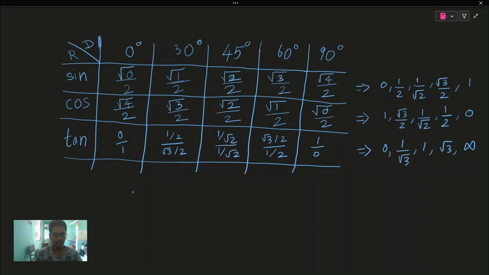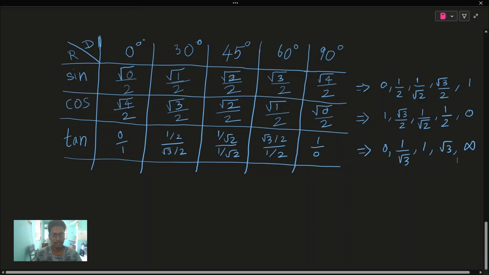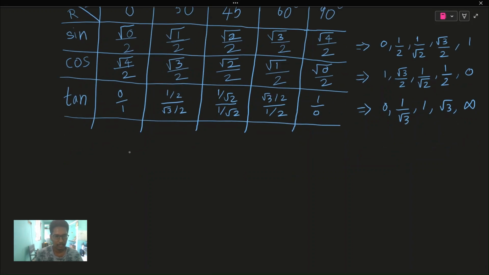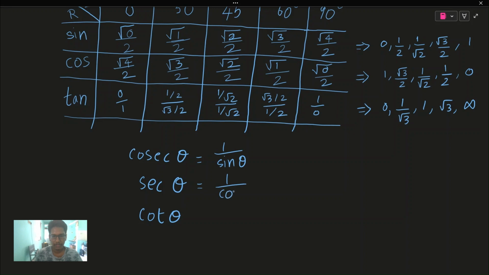And now I would like to introduce three different more ratios. Those are cosecant theta, secant theta and cot theta. Cosecant theta is 1 by sin theta. Secant theta is 1 by cos theta. Cot theta is 1 by tan theta.